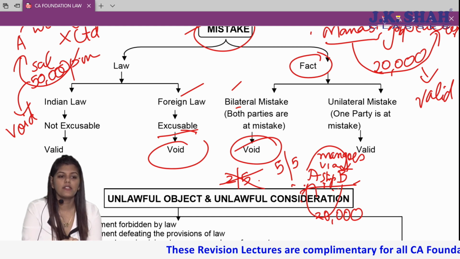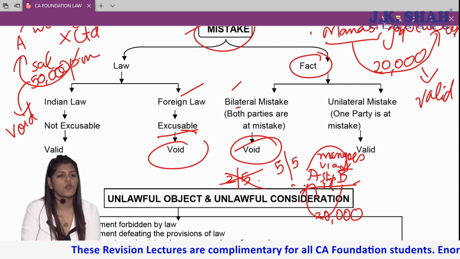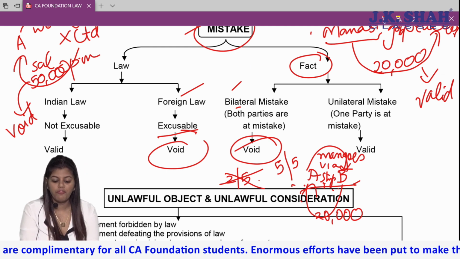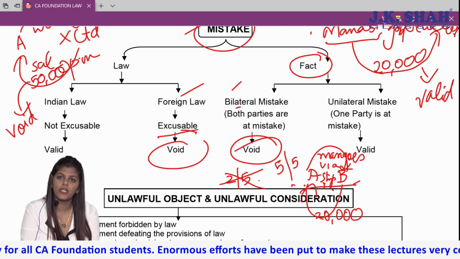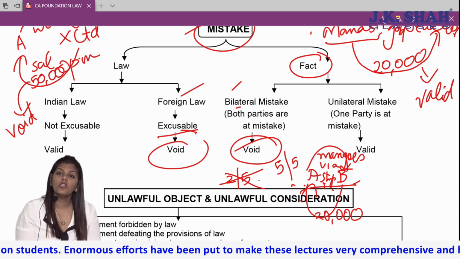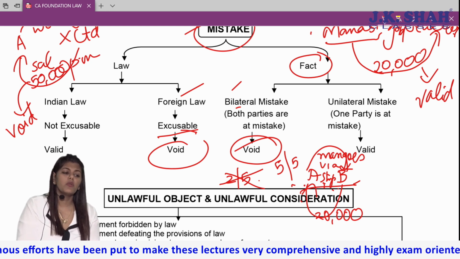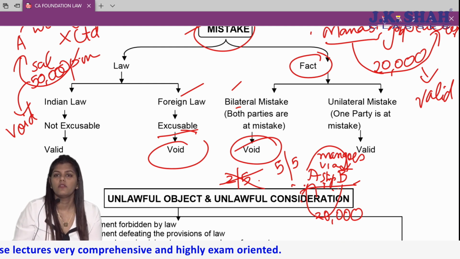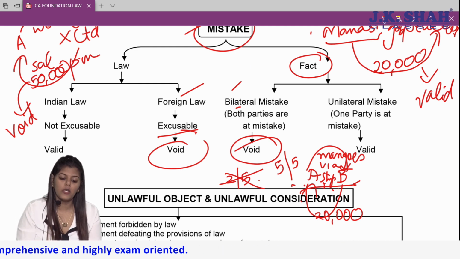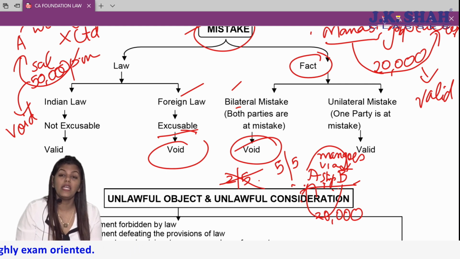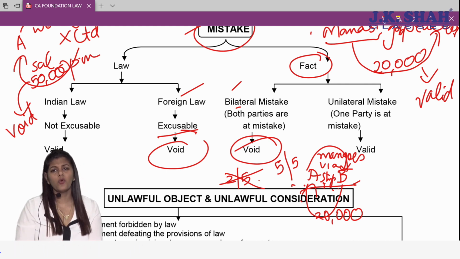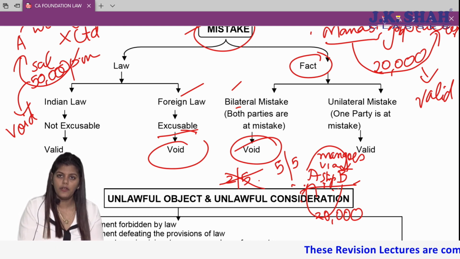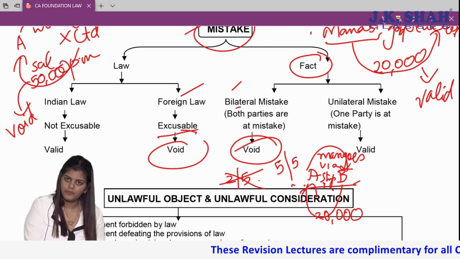Now for example, I and Mr. X contract that I will supply some materials to him for 10,000 rupees. We thought the market value of the material is 10,000 rupees, but actually the market value is 30,000. But we thought it is 10,000, so we contracted at 10,000. Chalega nahi chalega? Chalega. Our wish. Because you studied one point, consideration can be inadequate. So if we both are okay with the price of 10,000, to chalega. Normally bilateral mistake is void, but this is one exception.